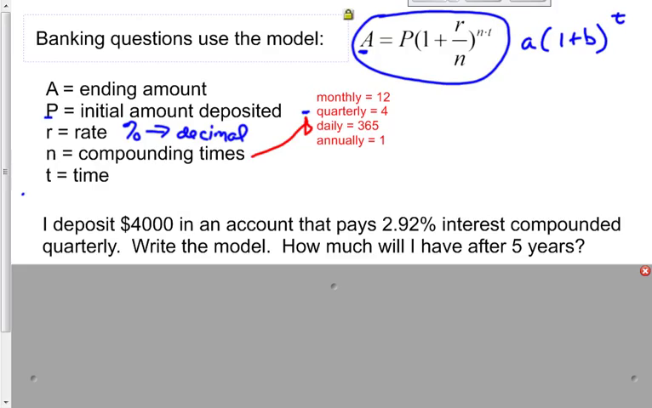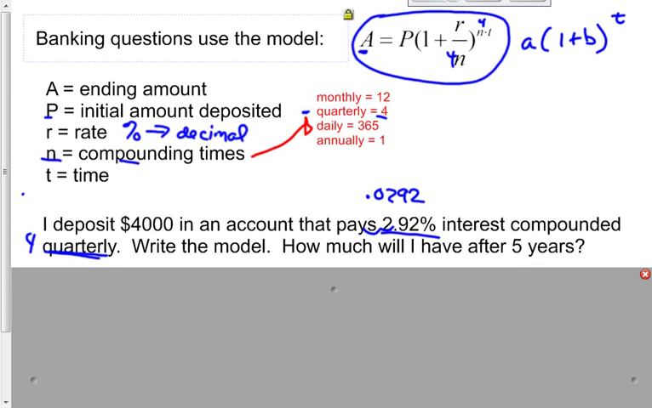All right, so here's an example. I deposit $4,000 in an account that pays 2.92% interest compounded quarterly. Write the model. All right, so let's do one thing at a time. 2.92%. I have to change that into a decimal. Move your point 2 spots. 0.0292. Compound quarterly. If you look at your chart, quarterly means 4 times. So when I use my formula, I'm going to have to put the compounding time twice. I'm going to have to put the 4 in down here and the 4 in up here.